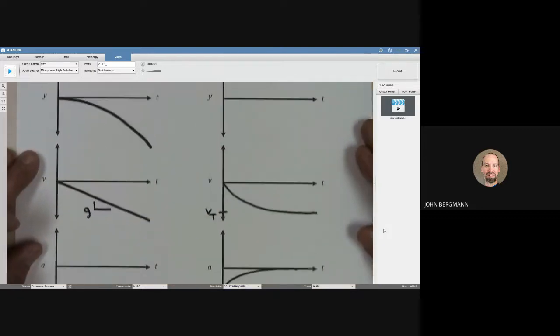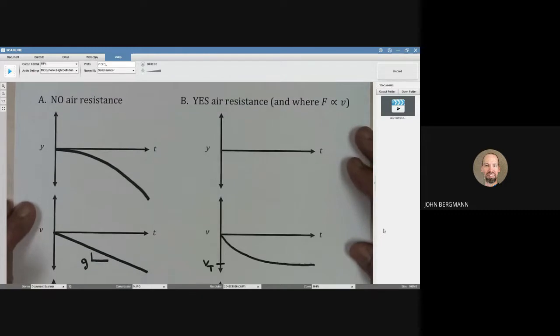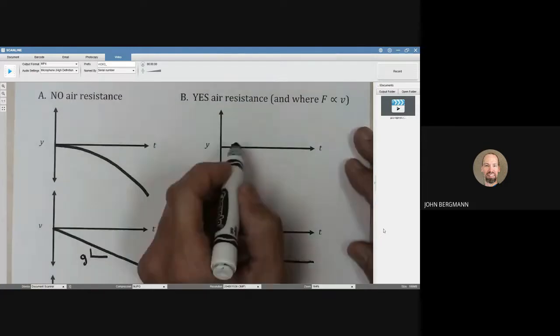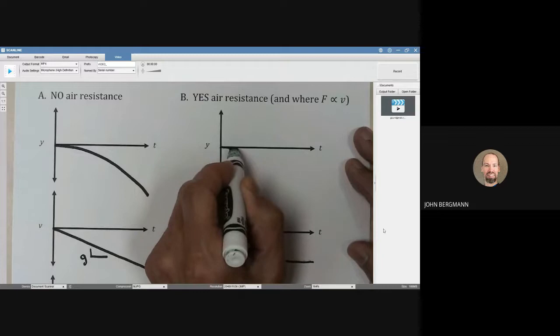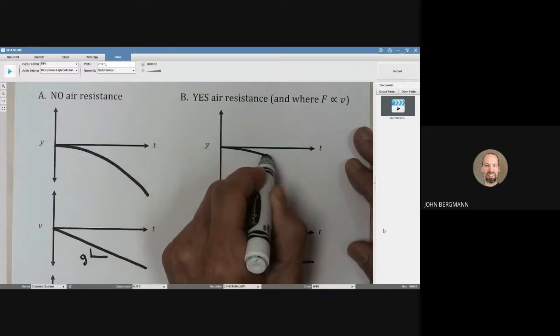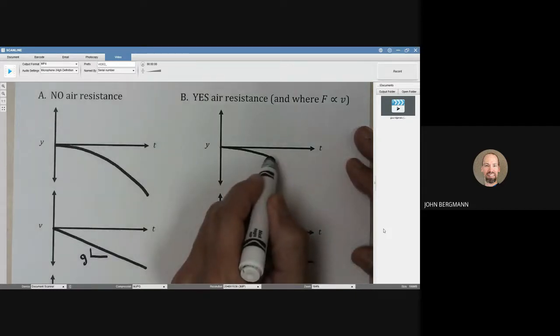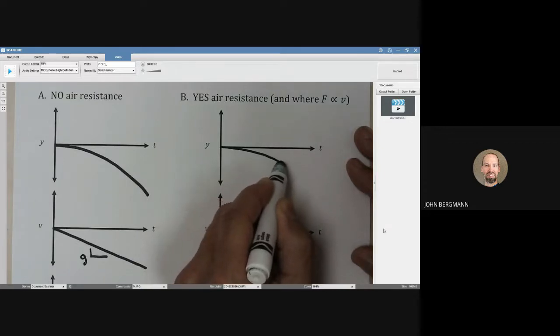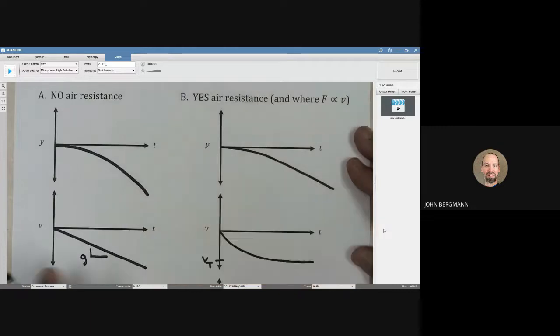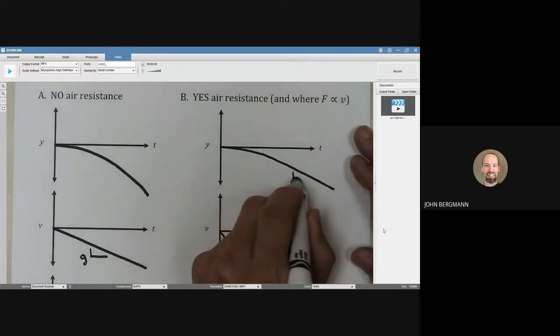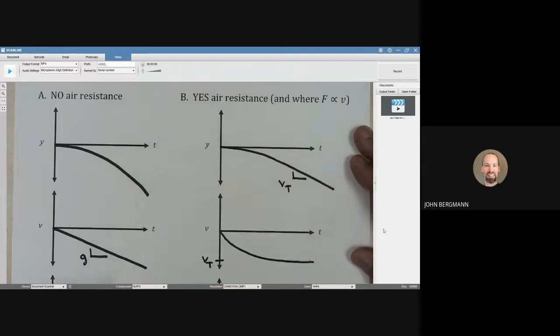And what's going to happen to the position? Well, the position is going to start, it's going to curve kind of like it did at the beginning, but then at some point, the velocity is constant. And so if the velocity is constant, then won't this position curve go linear? Know what I mean? Kind of like that. Where that slope right there, that's v_T. That's your slope.